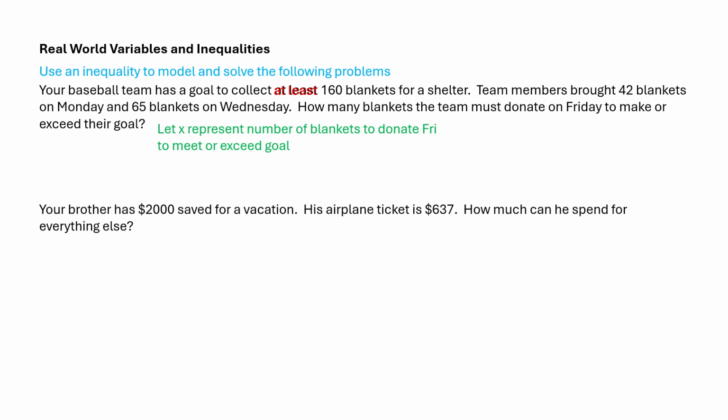So at the minimum, we need 160 blankets, but this is a donation. We could always exceed our goal. So let's see if we can write out an inequality for this based on what we were given. We donated some blankets on Monday. We donated blankets on Wednesday. We're going to donate some blankets on Friday, all just to get at least 160 blankets. So it should look like this.